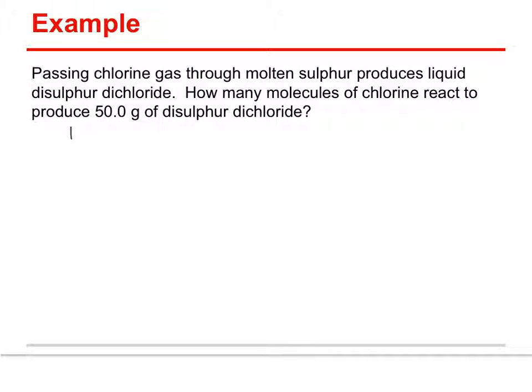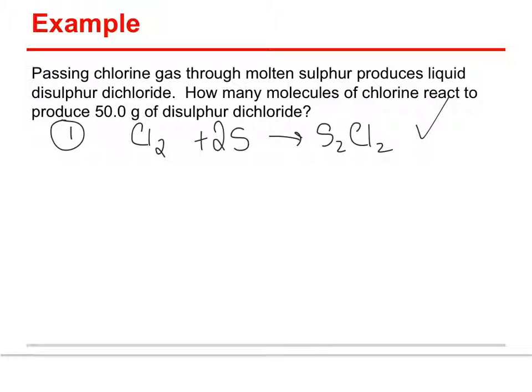So remember, first step is we always need a balanced chemical equation. So we've got chlorine gas reacting with molten sulfur to produce disulfur dichloride. Balancing this, we just need a 2 in front of the sulfur. Okay, so balanced chemical equation taken care of.